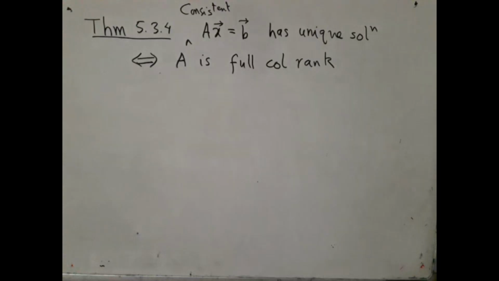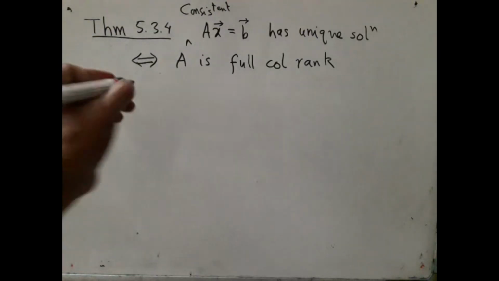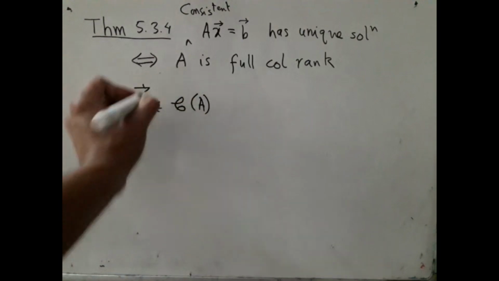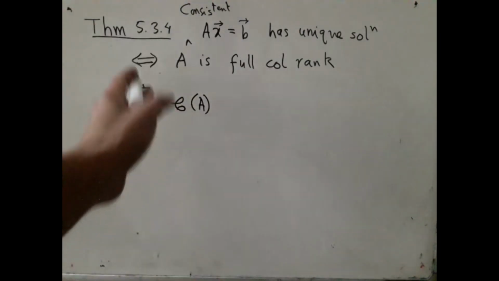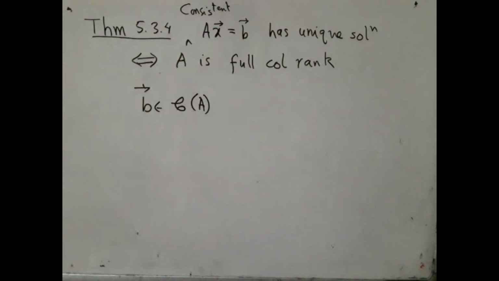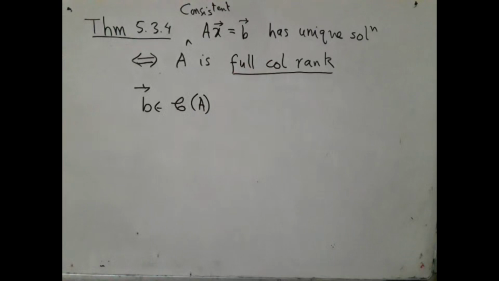The next theorem is: a consistent system Ax equal to b has a unique solution if and only if A is full column rank. So I already tell you that it is a consistent system, so b belongs to the column space of A. It is already a linear combination of the columns of A, and it will be unique obviously if all the columns of A are linearly independent. That's precisely what I discussed. And columns of A being linearly independent is what is called full column rank.